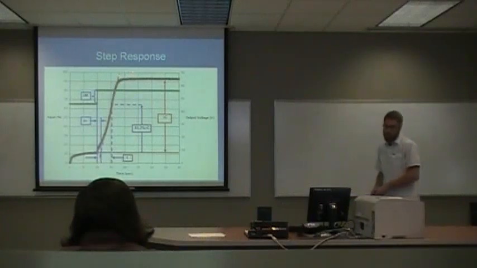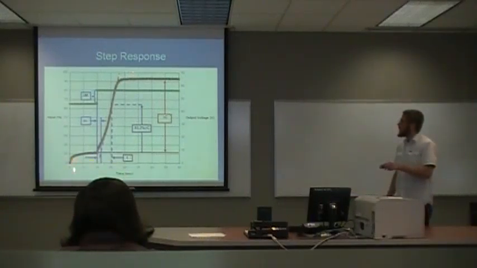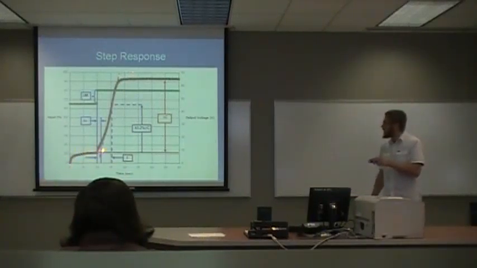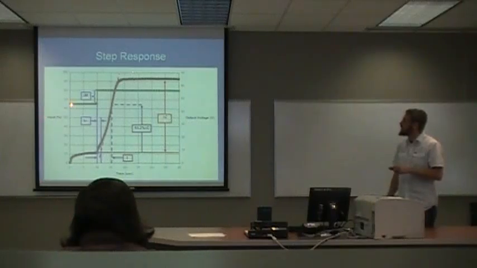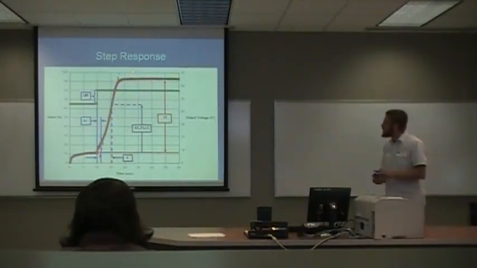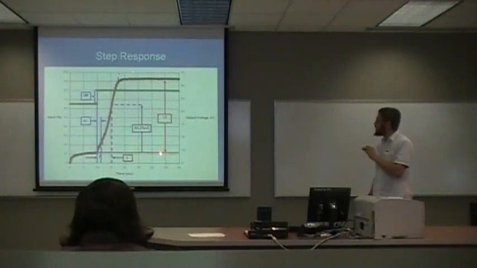Here's an example of our step response, where we ran the motor until it reached steady state. Then we changed it up 15% from 65 to 80, and we see this is a control variable, how much the output voltage changed during the step. From this, we calculated how much the control variable changed from here to here.